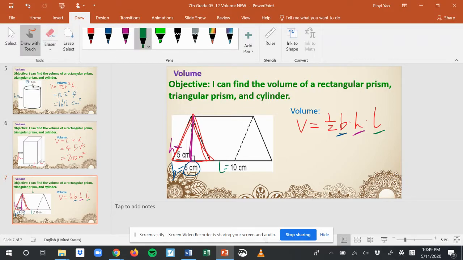And now we just need to replace these numbers for the letters. So 1/2, base is 6, height is 5, and length is 10. We just need to multiply them together. 1/2 times 6 is 3, times 5 is 15, times 10. That is 150. Don't forget a unit, square centimeters.